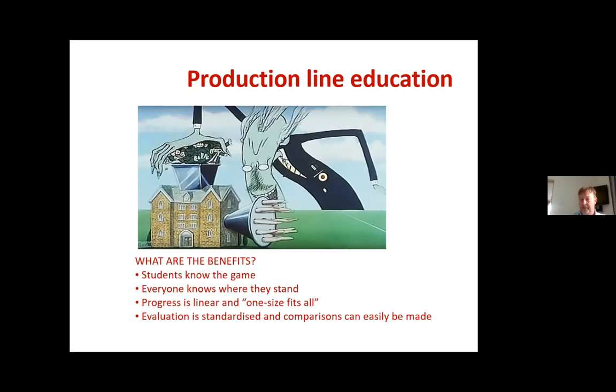And in this environment, we all know where we stand, or we all know where we stood. And progress is largely linear and one size fits all. And not much space for differentiation in such an environment. Evaluation is standardized, and therefore this enables comparisons to be easily made. And that form of education suits an environment where you want to measure things like value for money, which is largely why in England, for many, many years, the production line approach was one that was adopted.